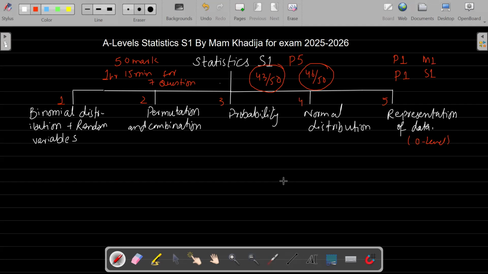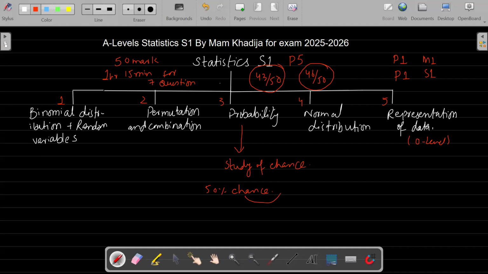Today we are going to discuss probability. So what is probability? Probability is basically the study of chance. So what is meant by chance? Sometimes we say that there is a 50% chance of rain. This 50% chance is basically a probability.